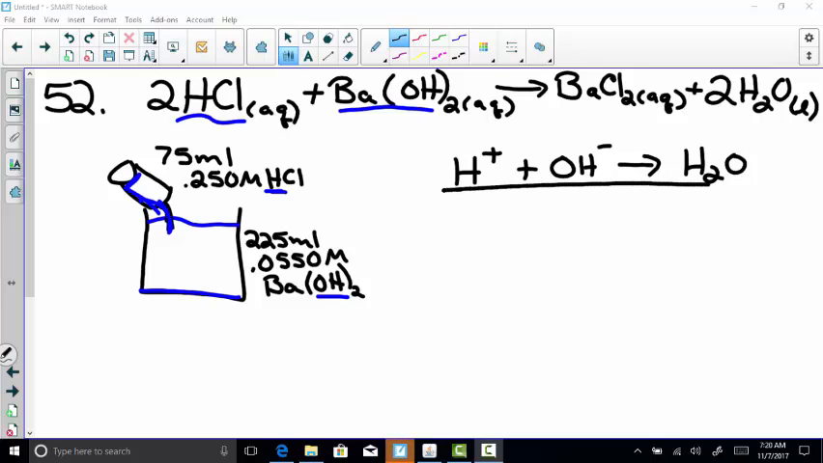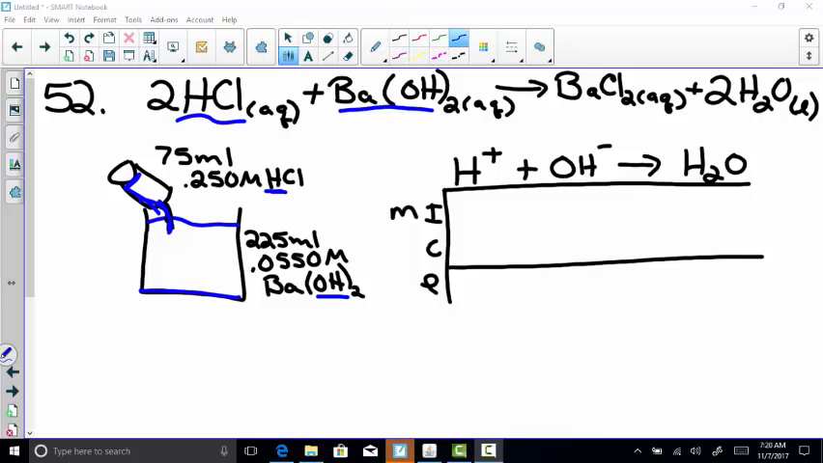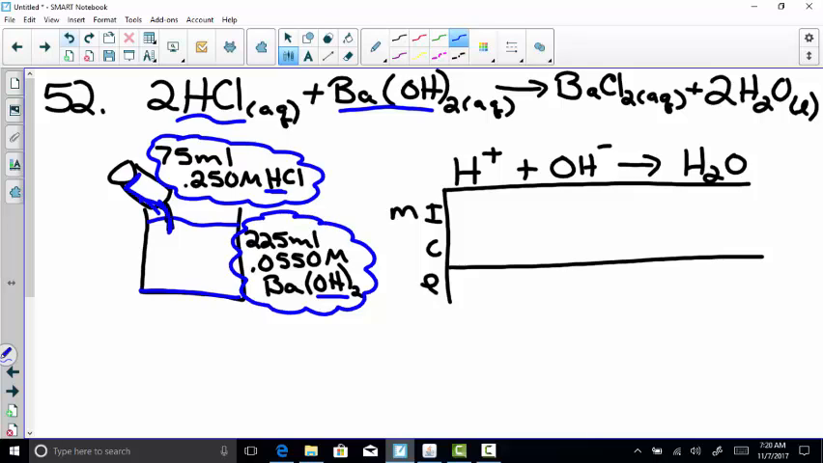And what this particular question is asking is, what is the concentration of the hydrogen or hydroxide ions that are left in the solution? So this, again, is really just a limiting and excess reactant problem. So what you need to do is find out how many moles of hydrogen we're starting with and how many moles of hydroxide we're starting with. And that information is going to come from the given information that we have with the two solutions. So that's how we're going to find that information.